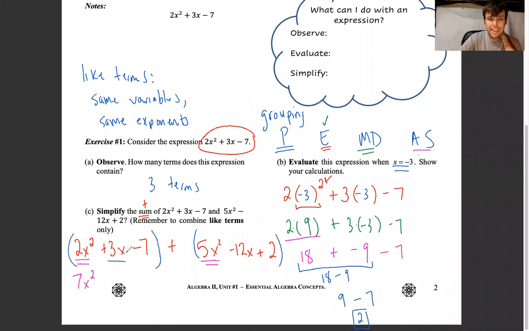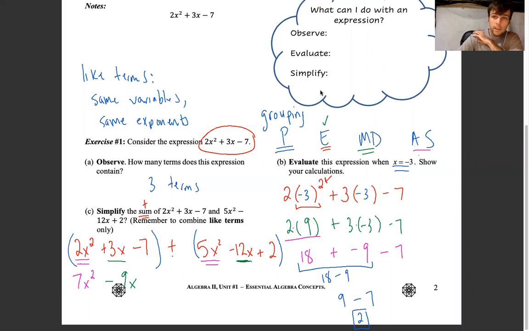We have 3x, positive 3x. We have another x term here, minus 12x. I'm going to think about that as a negative. So we have positive 3x plus negative 12x. 3 plus negative 12 is actually negative 9. So we're going to get negative 9x. That's going to be the result of adding those two terms together.